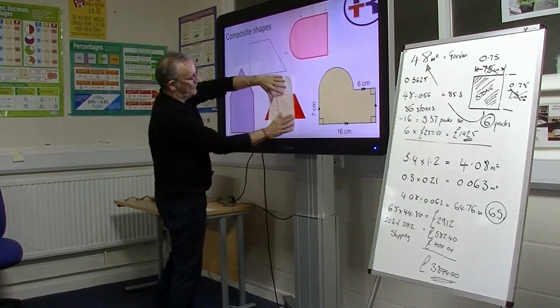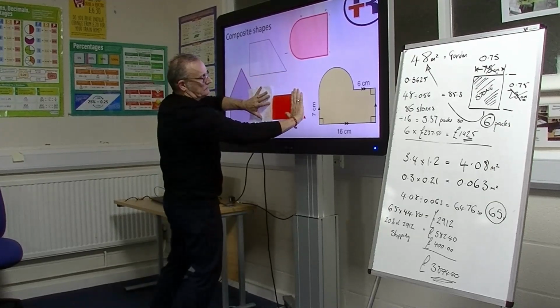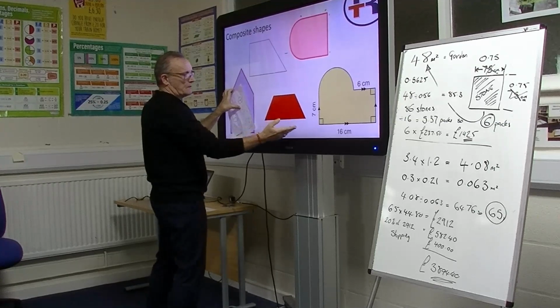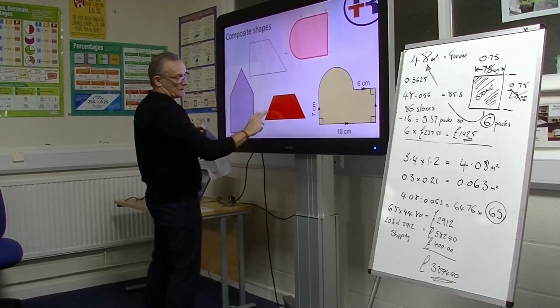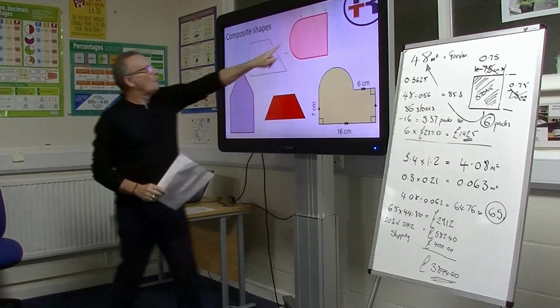Triangle, triangle, rectangle. Base length times width, base times height divided by 2. You don't particularly need to divide it by 2 because you've got two triangles, but divide by 2, and then add them all together. What about this shape?